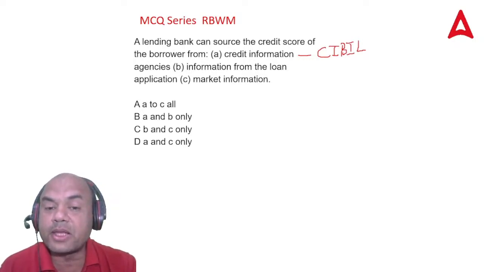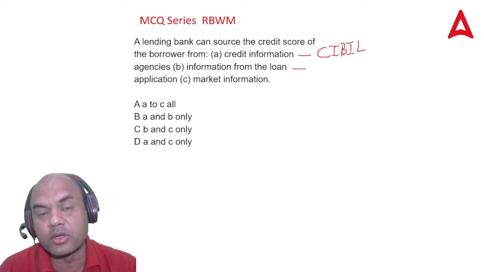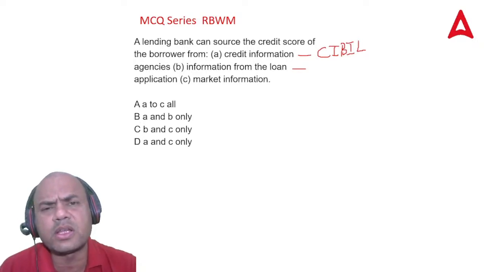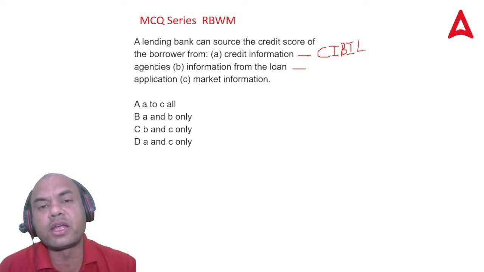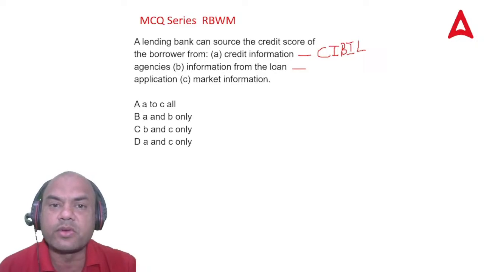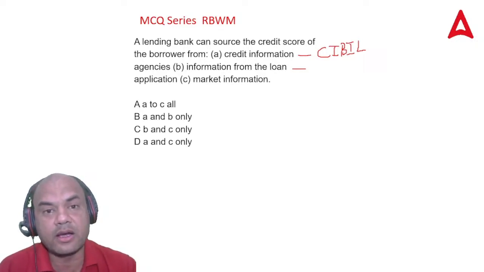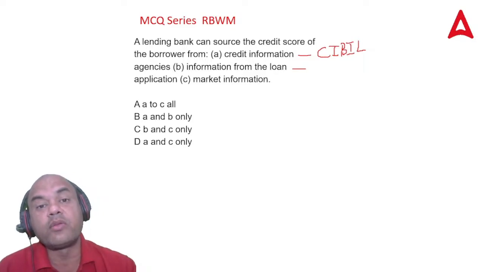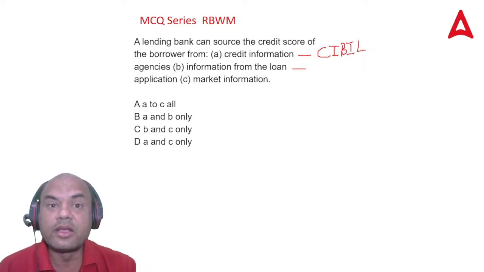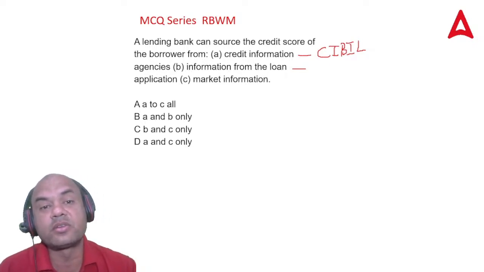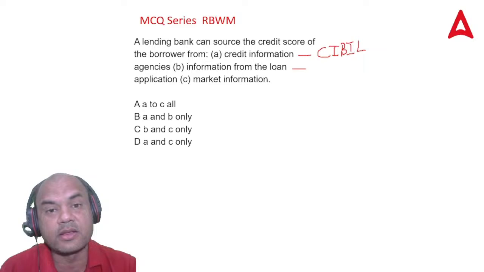Information from the loan application, right? The customer fills in the loan application, and nowadays we take all the details on that loan application form only. Means what are the assets you are having? Are you having this car? Are you having a bike? Are you having your own house? How many loans do you have? What are your family relations? Wife? How many children? Okay.